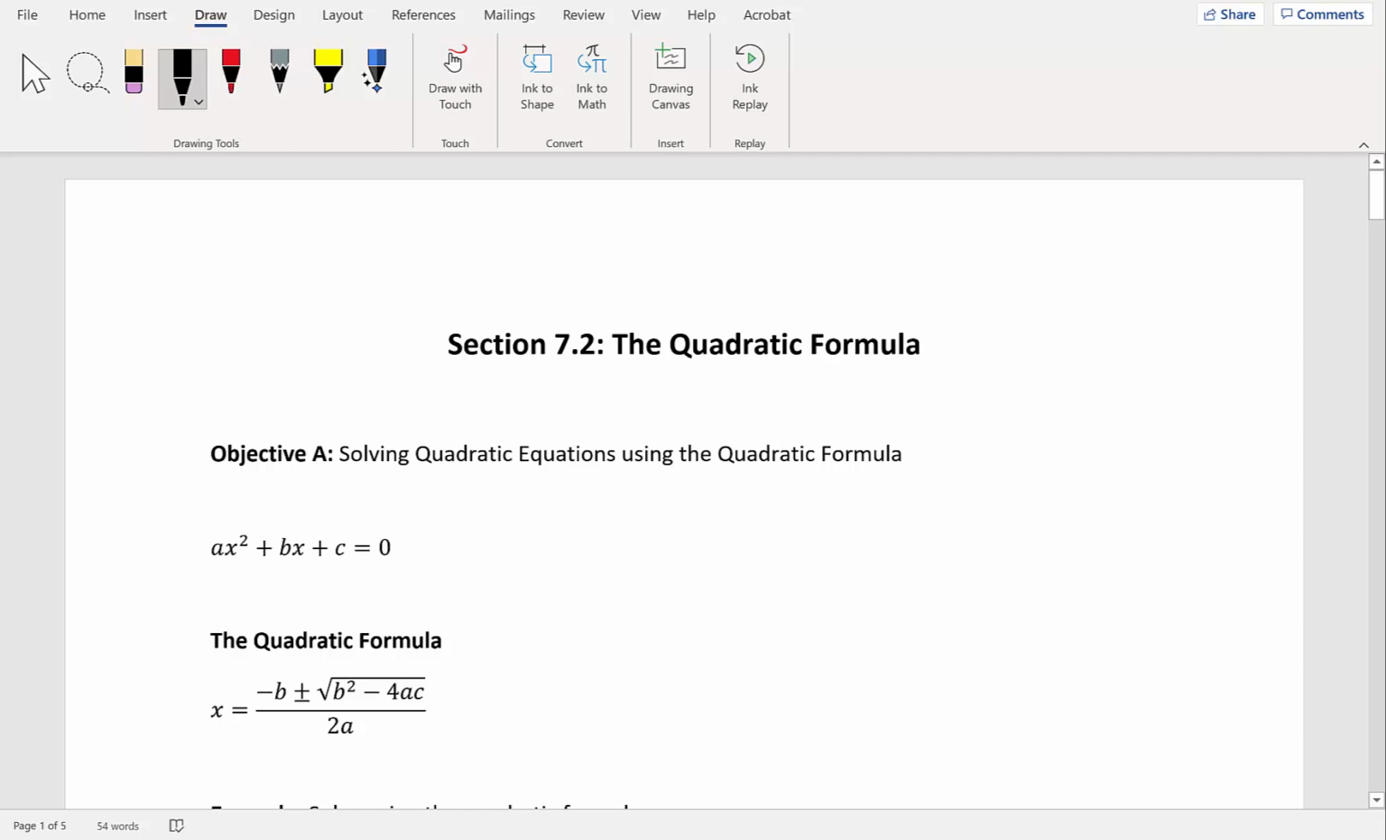In this video, we'll take a look at section 7.2, which is on the quadratic formula. So our first objective, we're going to be solving quadratic equations using the quadratic formula.